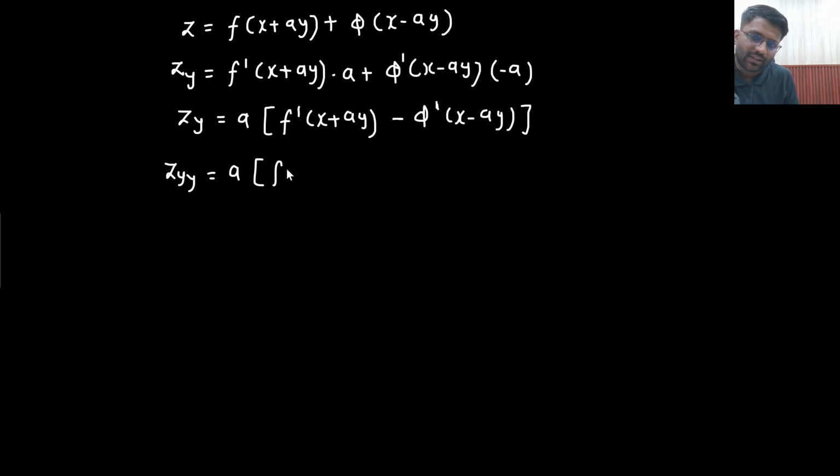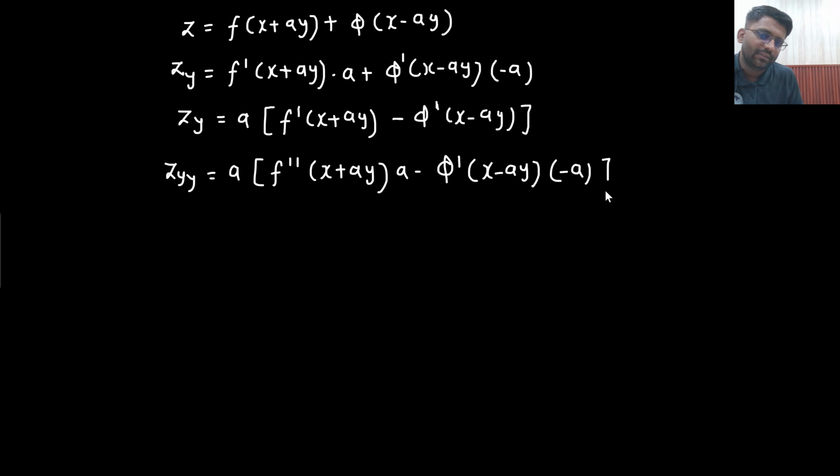Then do the differentiation again inside. This will become x plus ay. Differentiation with respect to y we are doing. So x is a constant, and ay differentiation will be a only. Minus phi dash (x minus ay), differentiation with respect to y. Differentiation of x will be 0, differentiation of minus ay will be minus a. So this will become minus a, this will become plus a.